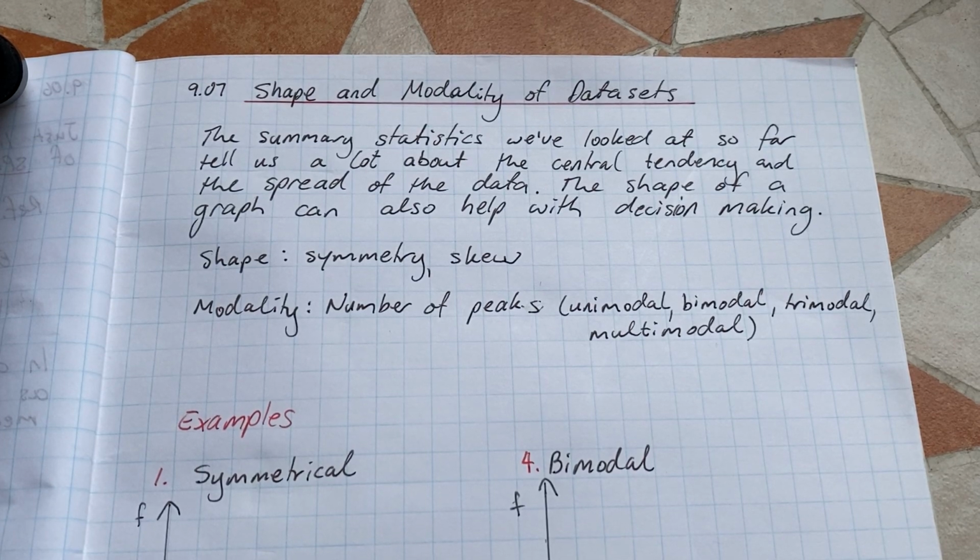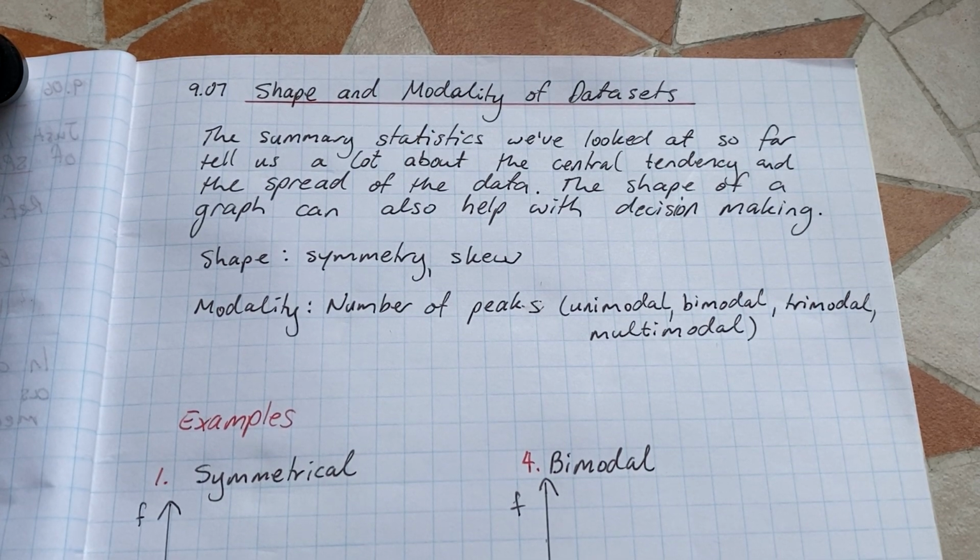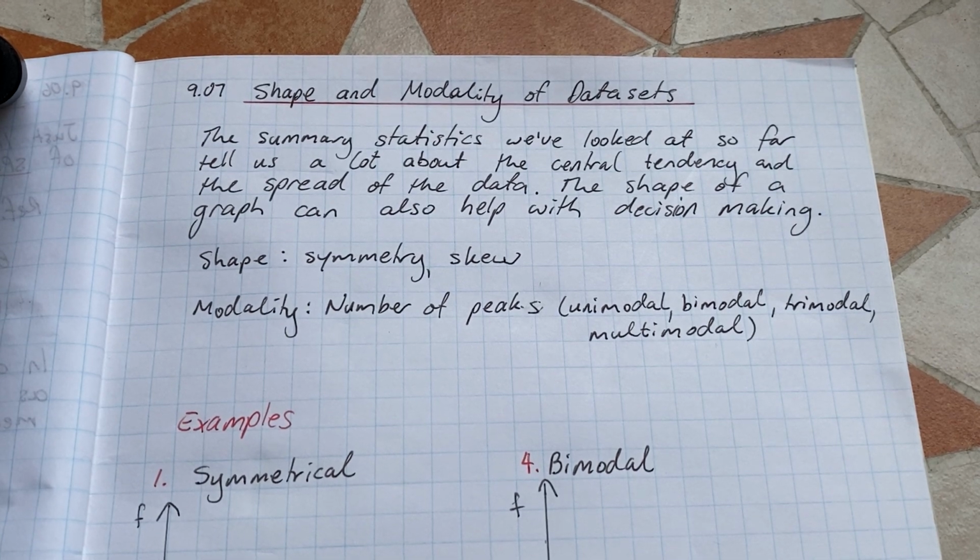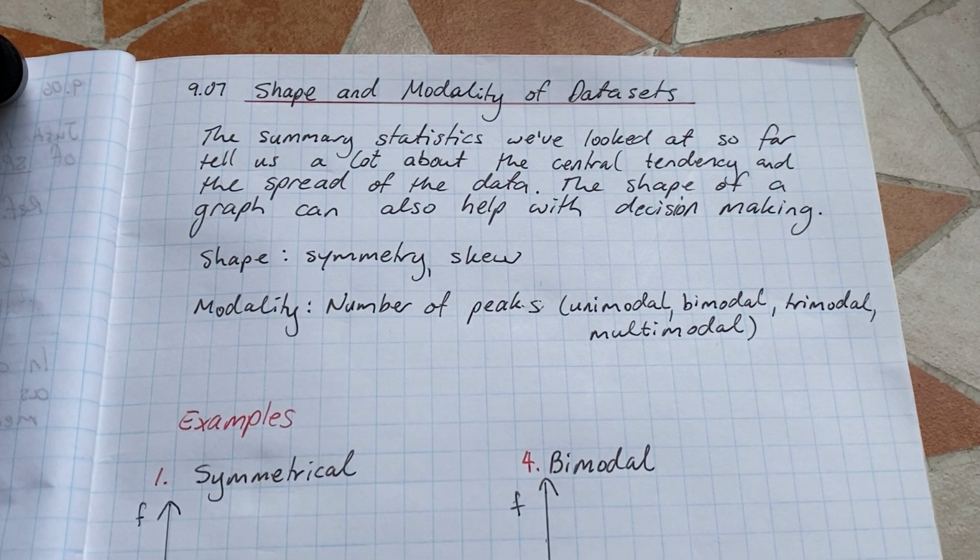Exercise 907 is about the shape and modality of data sets. So we've looked at a bunch of summary statistics in this chapter so far. We've looked at a few that measure central tendency, like mean, median, and mode. And we've looked at some that measure the spread, like the range, the interquartile range, and the variance.